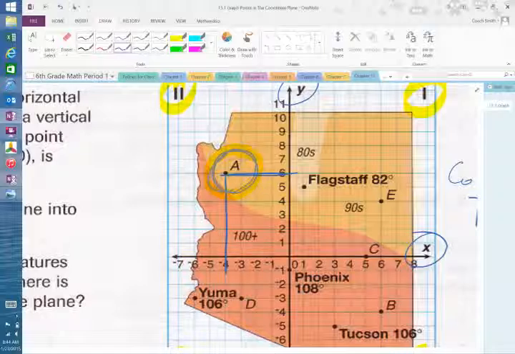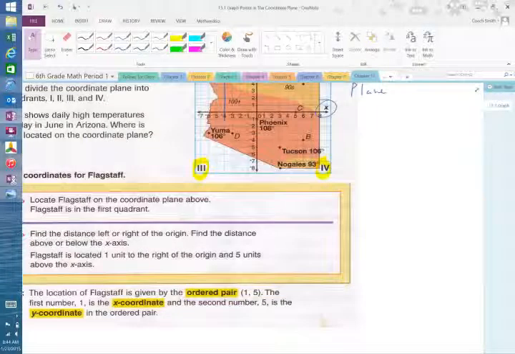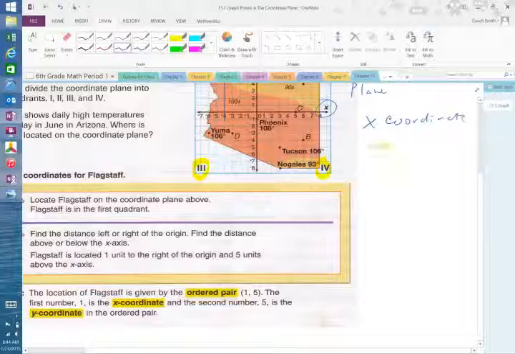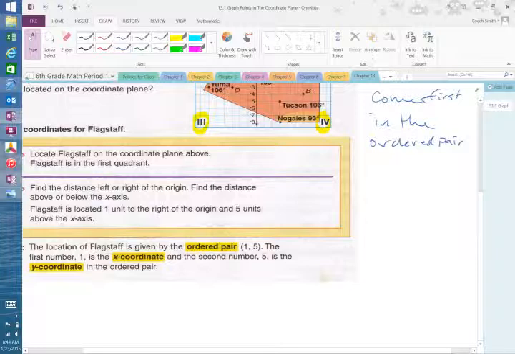Now, which is first in the alphabet, X or Y? All of you going through your head, X is. So whatever the X coordinate is, shrink her down, the X coordinate comes first in the ordered pair. We're going to have 2 numbers, an X number and a Y number. We call that an ordered pair.